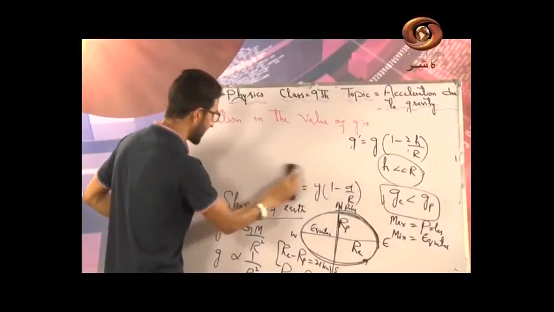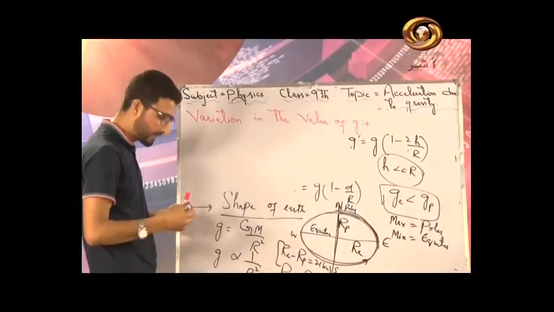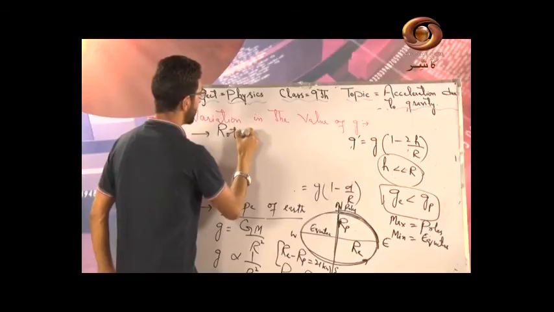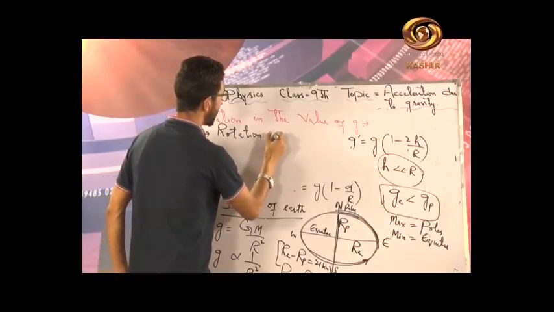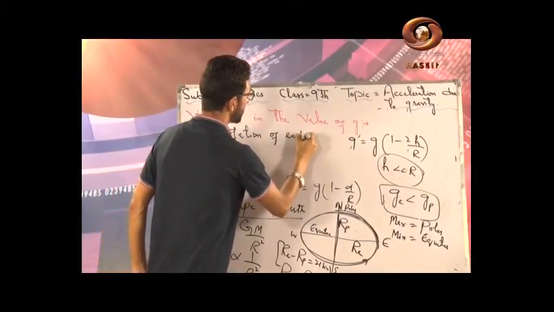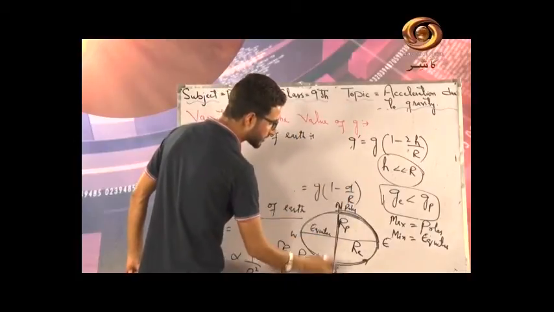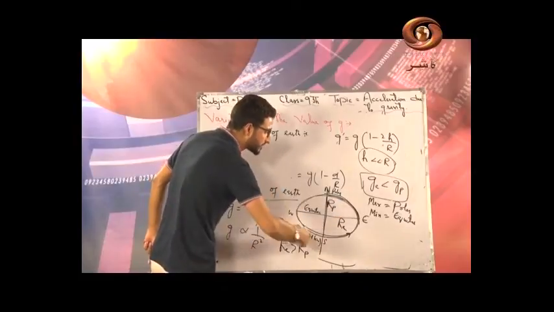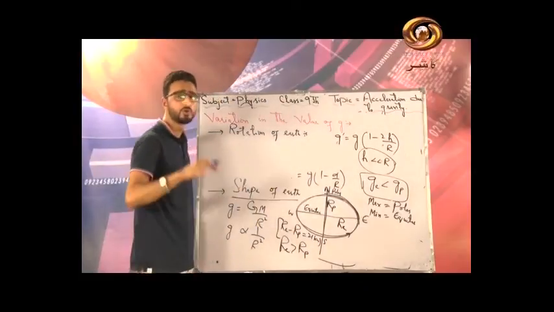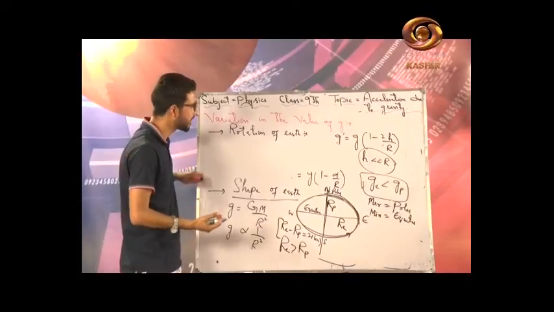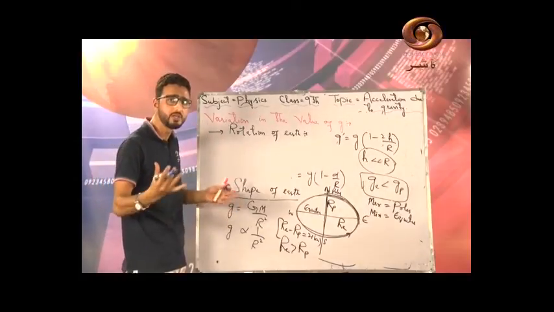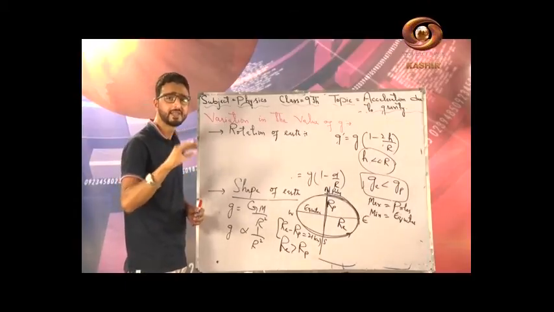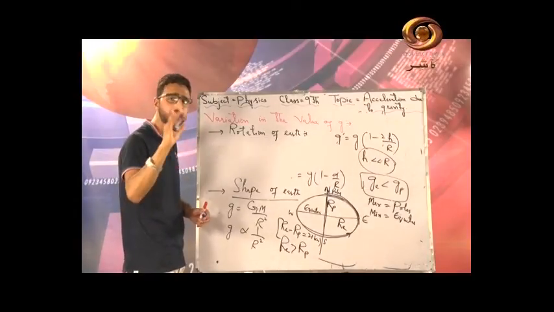Now the last factor upon which small g depends is the rotation of the Earth as well. Just now I told you that the Earth rotates about this north-south axis, that is the axis of the Earth, and it rotates in anti-clockwise direction from west to east. The direction of the rotation of the Earth is from west to east. Because of the rotation of the Earth, the value of small g, acceleration due to gravity, changes. Okay?